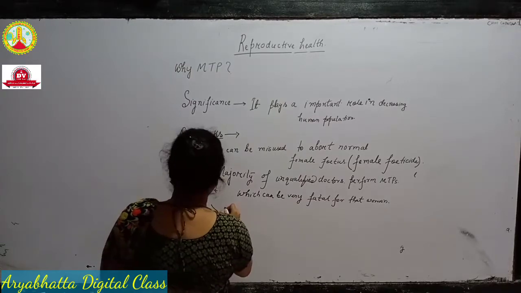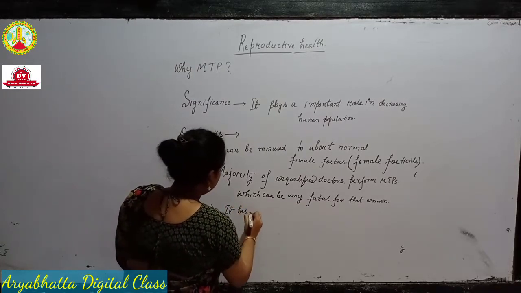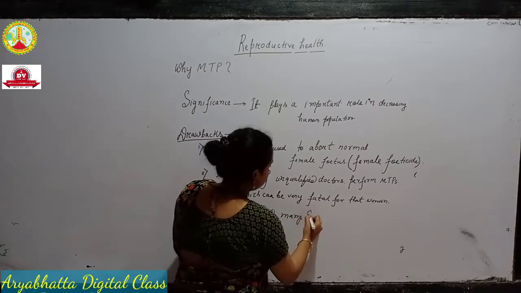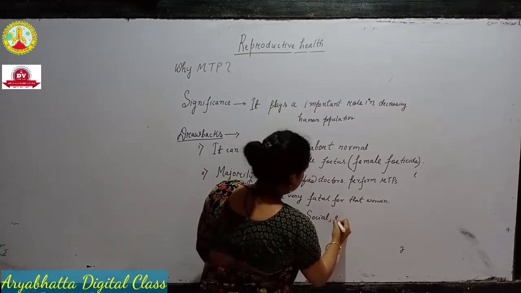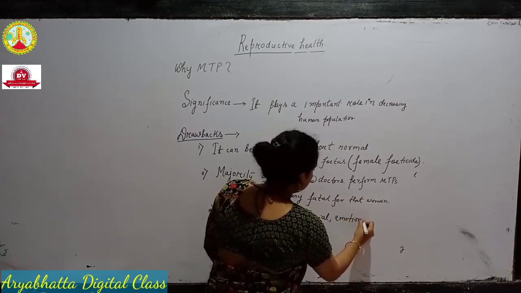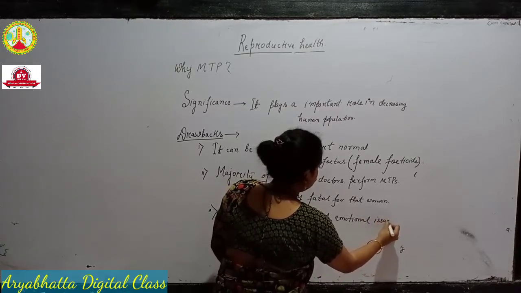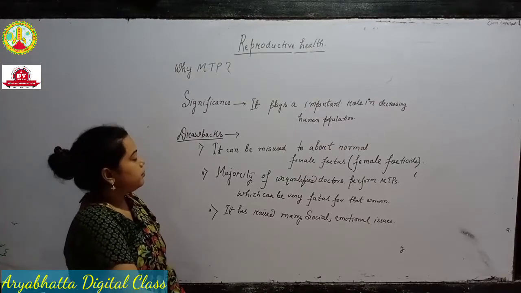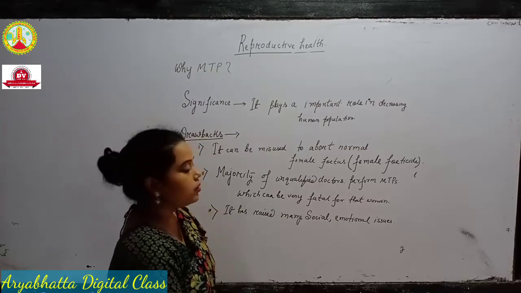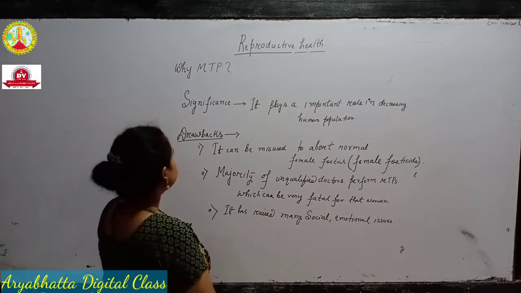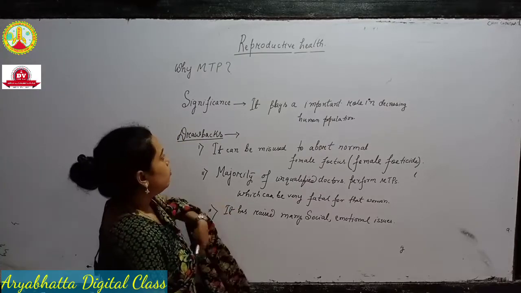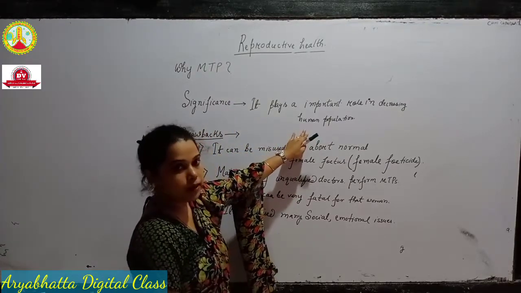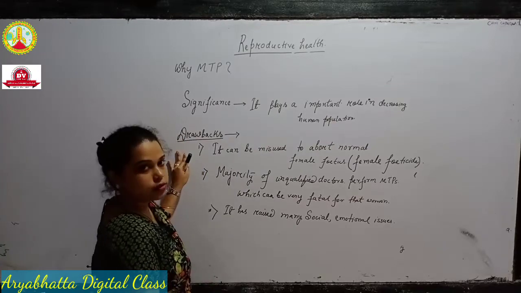Another one, it has raised many social and emotional issues. So we have discussed what MTP is, why MTP is done, what its significance is, that it plays an important role in decreasing the human population, and what the drawbacks of MTP are.